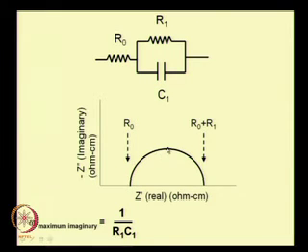And incidentally, if you know the frequency corresponding to this maximum point here, using this maximum omega corresponding to the maximum imaginary impedance, that will be equal to 1 by R1 C1, so to speak.